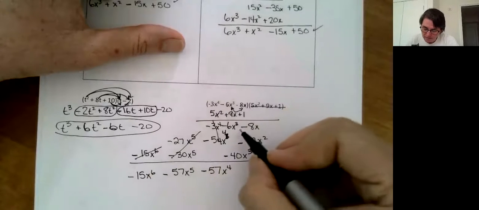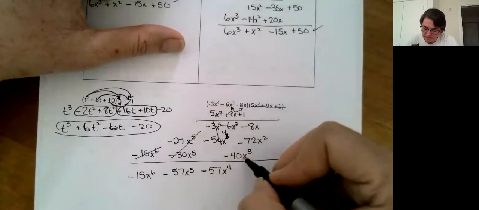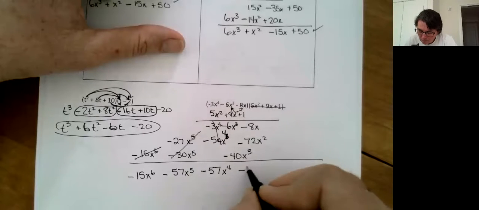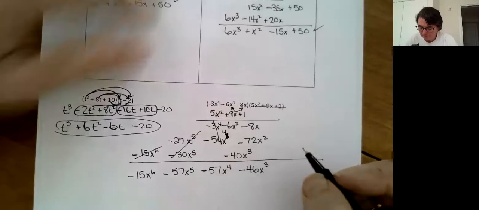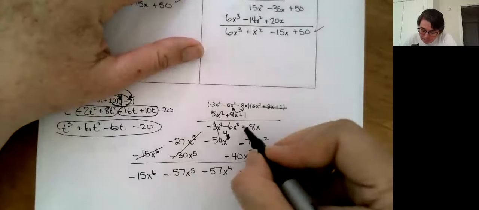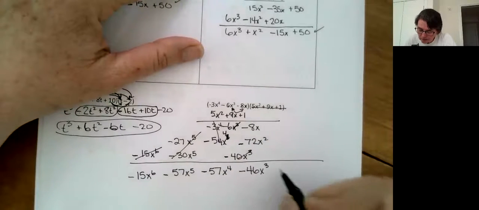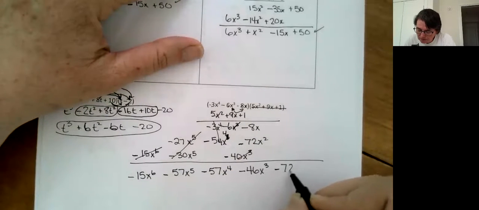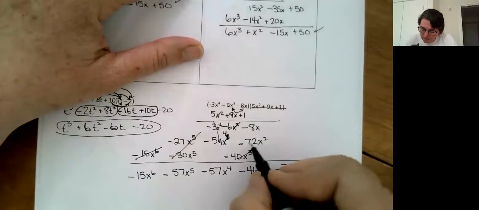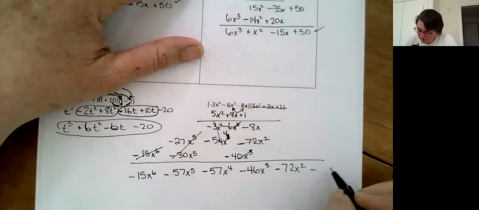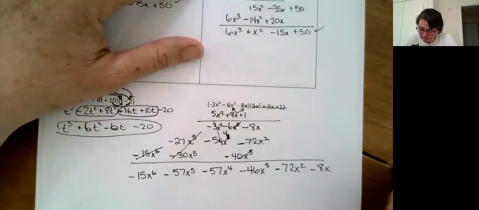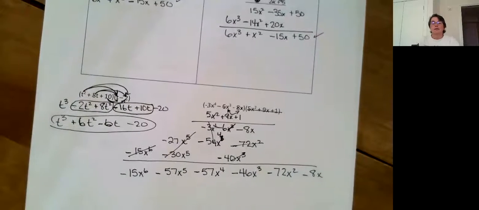These are gone. Now, look, there's an x cubed up there, there's an x cubed down there. Minus 46x cubed. So these are gone. Minus 72x squared. That's gone. Minus 8x. Well, and there is nothing in there that we can put together.